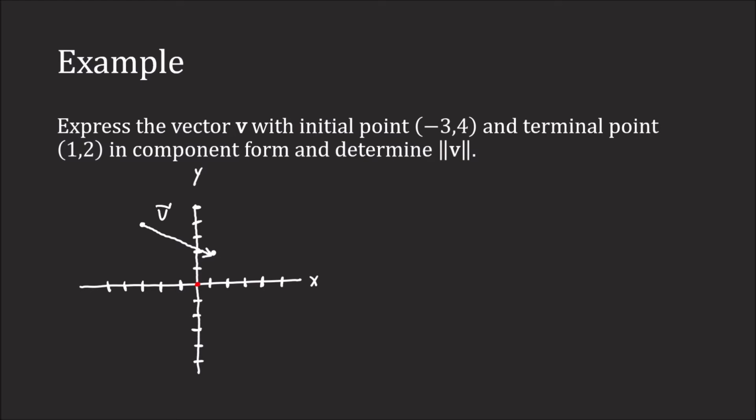So we wanted the initial point at the origin. Where do we put the terminal point now? This is where I messed up. The initial point moved down by 4, so our terminal point has to move down by 4. So 1, 2, 3, 4. The initial point moved to the right 3, so the terminal point has to move to the right 3. 1, 2, 3. So that's where our new terminal point is.